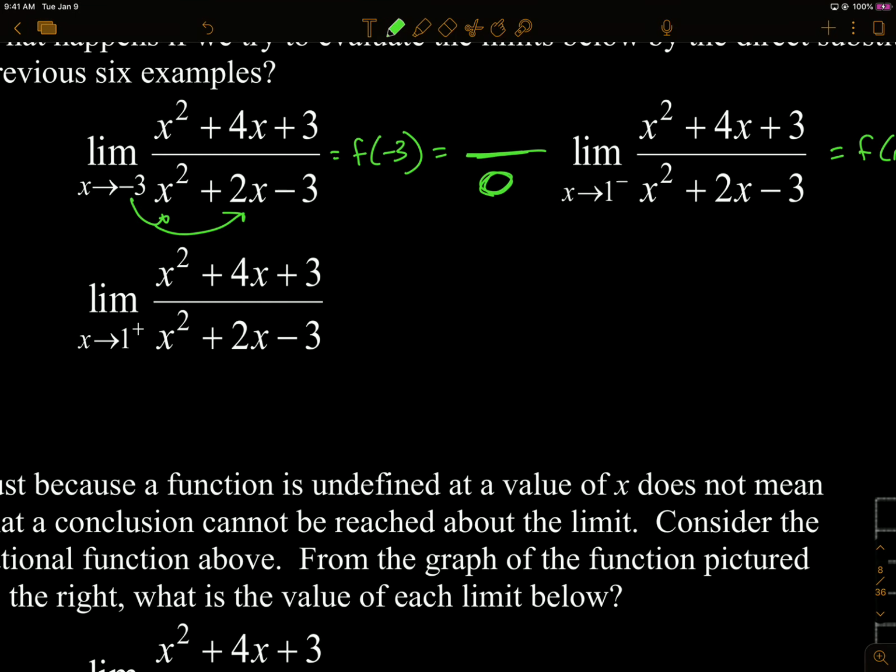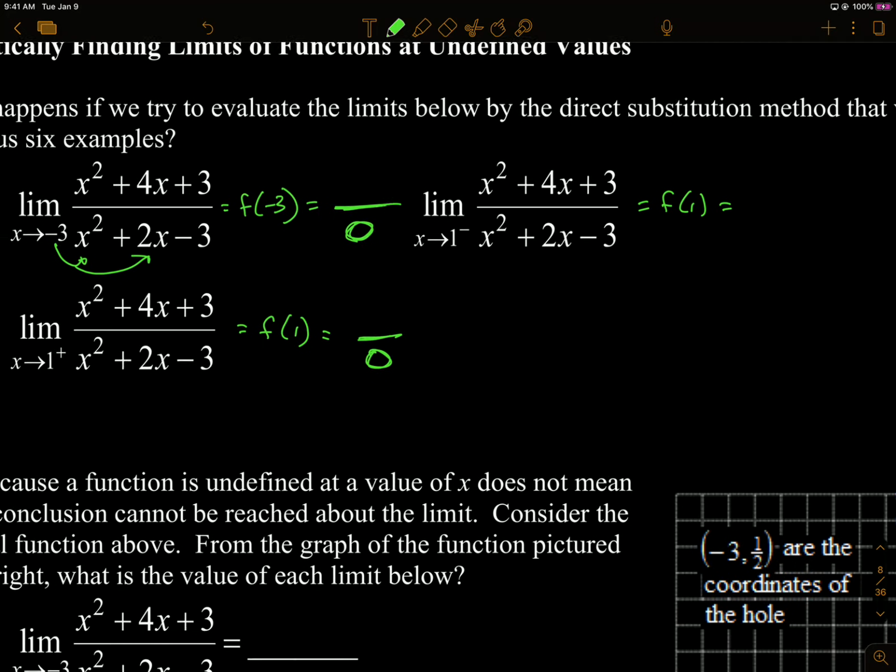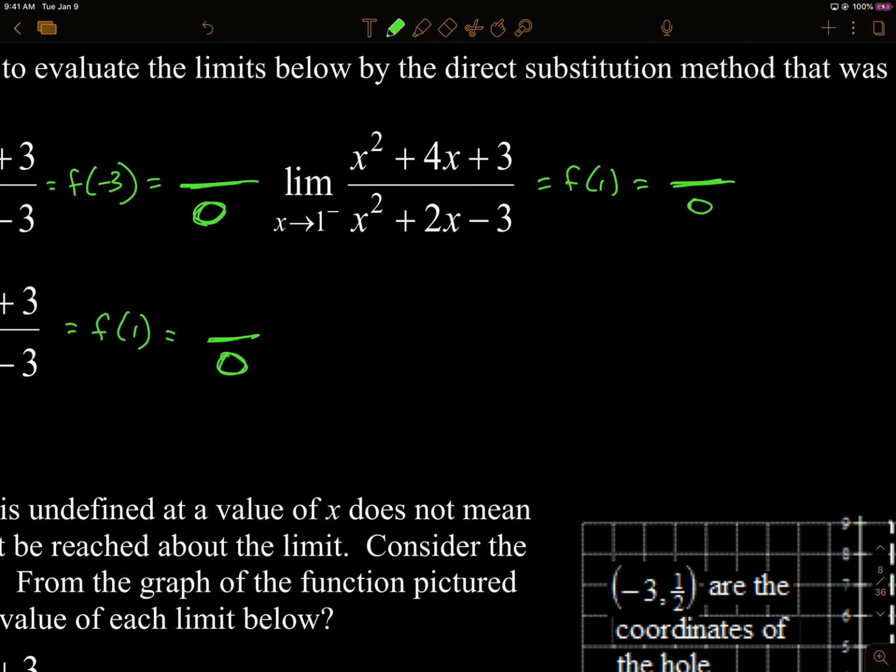And when I try here, by the way, this was the limit from the left, so I just tried direct substitution. This is the limit from the right. I tried direct substitution again, so I would just try to plug in 1, and I get divided by 0. So this is what it looks like when direct substitution fails. Trying to divide by 0 gives you an undefined number, meaning we don't know what it is.